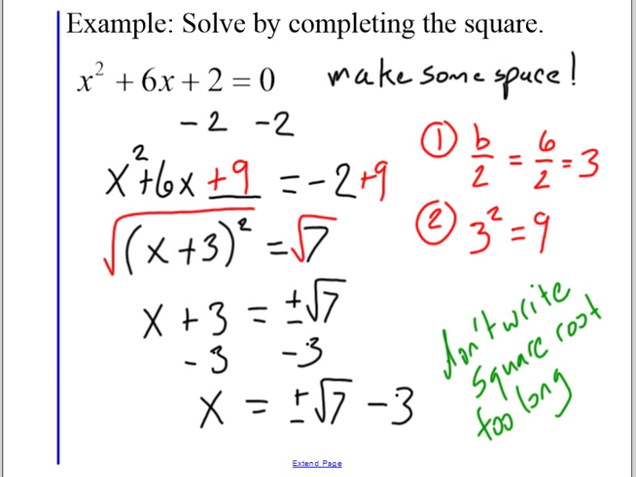So that's what completing the square looks like, and these are the steps that it takes in order to complete a square and use square rooting as a way of solving a quadratic.